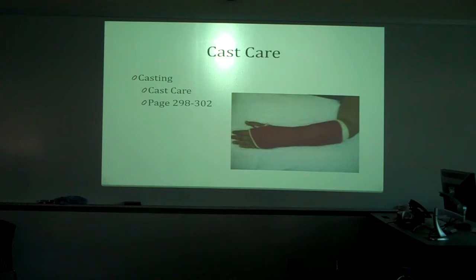Cast care. There's two different kinds of cast. Fiberglass and plaster. Plaster casts are heavy, they're not water resistant, and they take 10 to 72 hours to dry. Fiberglass casts are light, they're water resistant, and dry in 5 to 20 minutes.